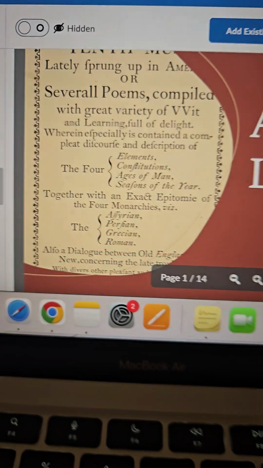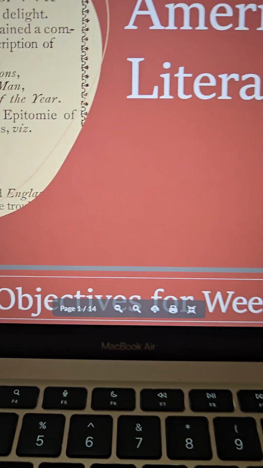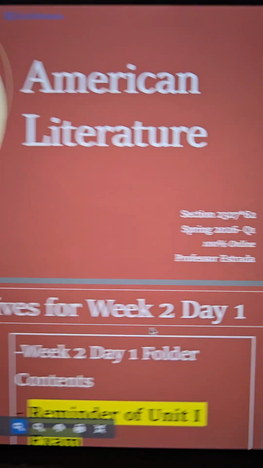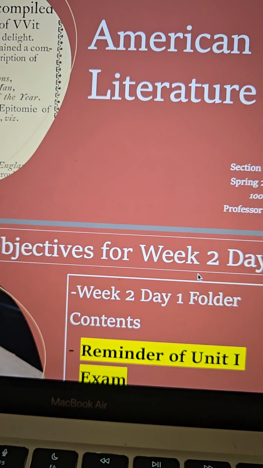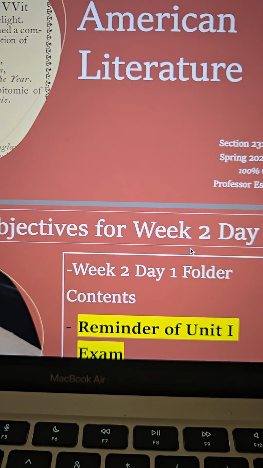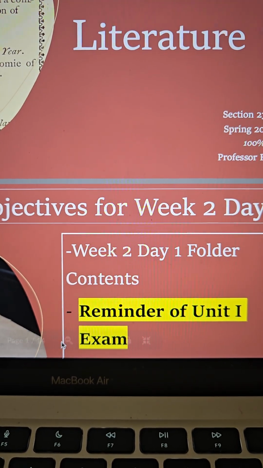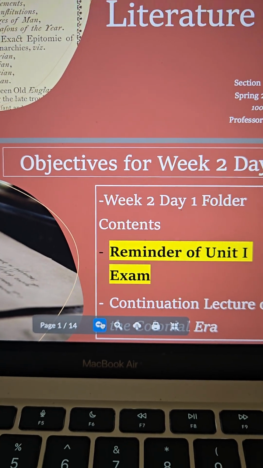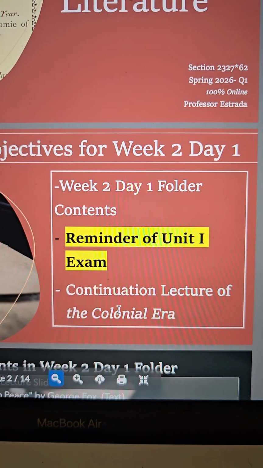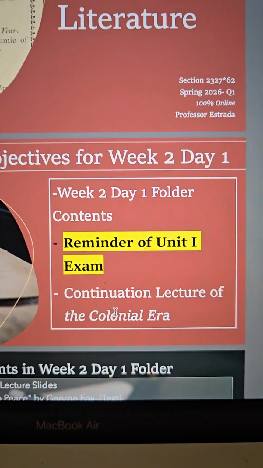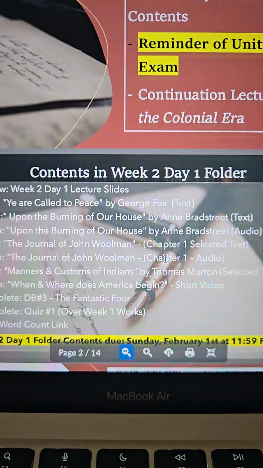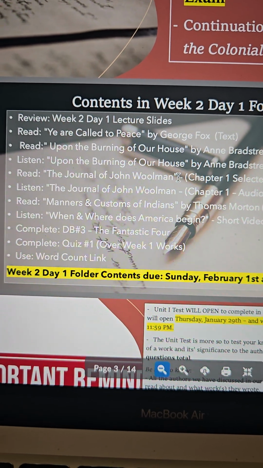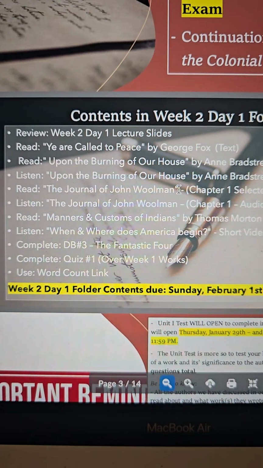So we have our lecture slides as if we were in class. I've got to zoom out a little bit. This is week 2, part 1. So we have our first slide for the week 2, part 1. We have objectives as if we were in class and we would be meeting them. I'm going to zoom out a little bit. I hope that you're able to see this. So we have week 2 folder content, a reminder of the Unit 1 exam, if I haven't already said it, and the continuation lecture of the colonial era. Exactly how you would see it in the folder is how you would see it in Brightspace and on these lecture slides.